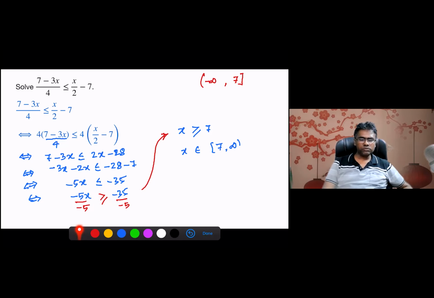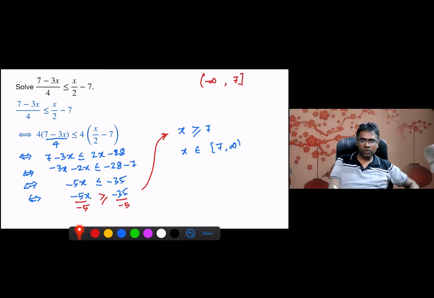Let's, okay, I think I'll pause because I don't want to show you the wrong solution. But sir, quick question. What I have done is, when I got to the point minus 5x less than or equal to minus 35, I just cancelled out the minuses because it's on both sides, and then divided. No, what happens is, let's understand it this way.